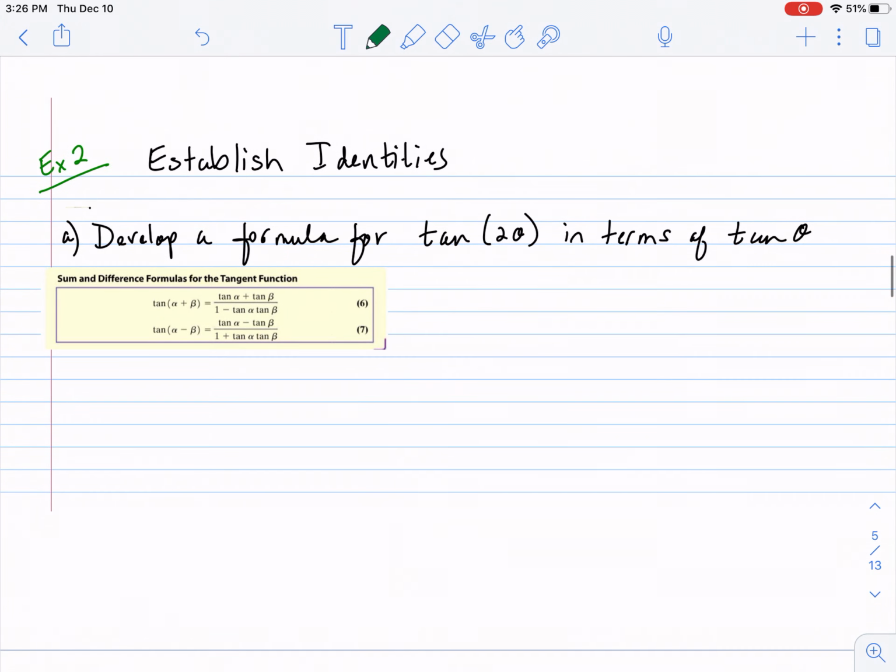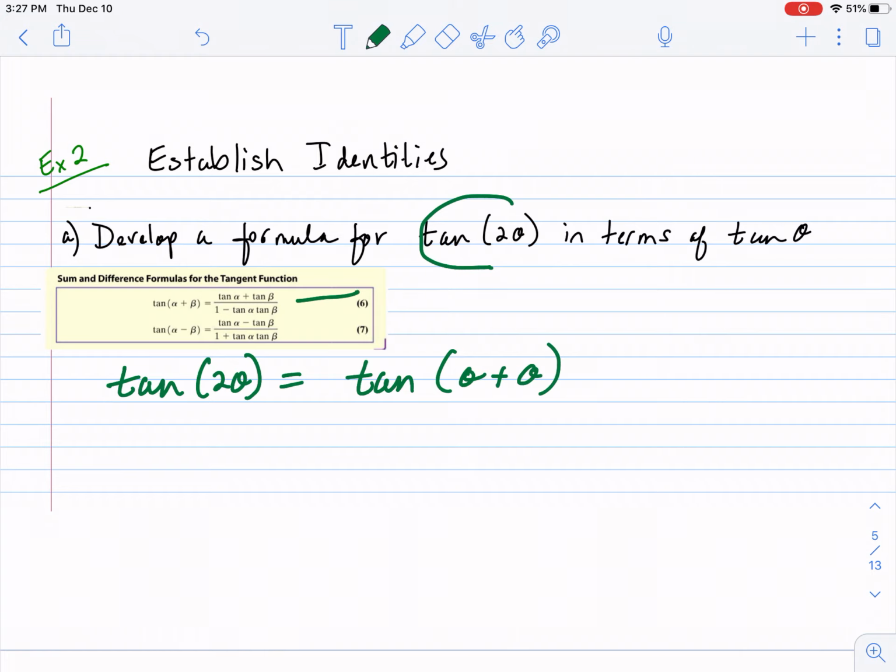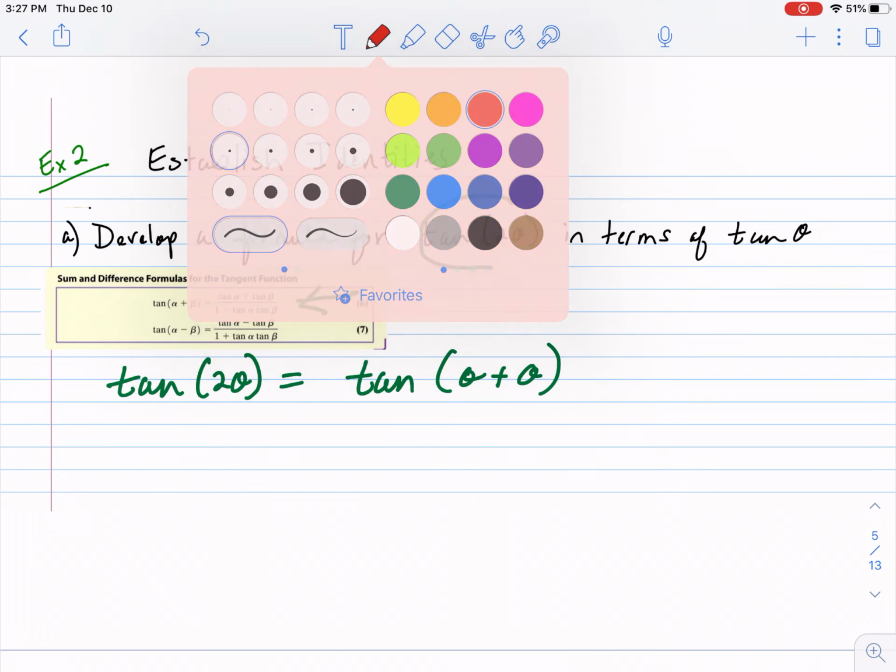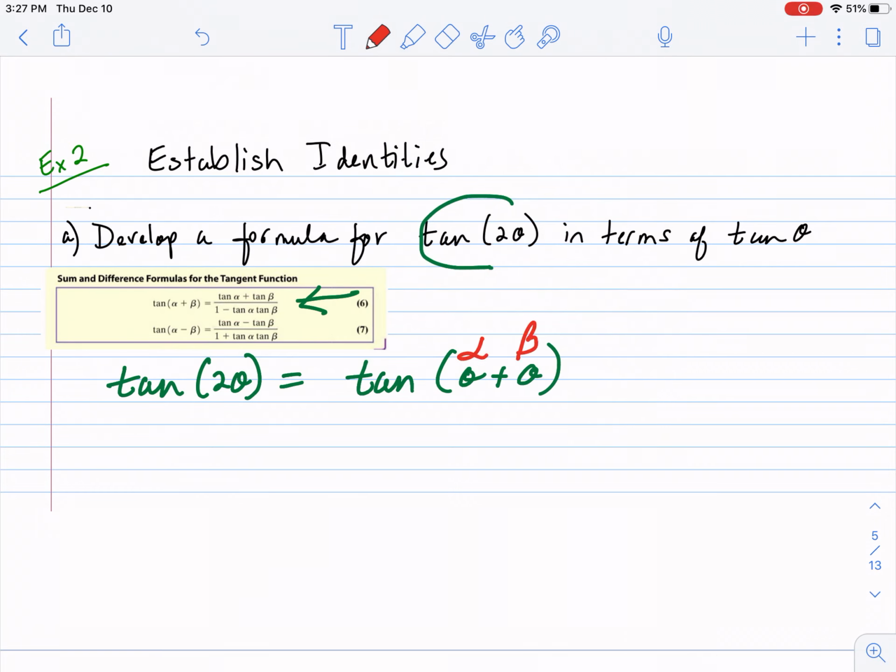We want to establish this identity for the tangent in terms of tangent. So here we go. If I wanted to find out the double tangent formula, well, I could just say that the tangent of 2 theta is equal to the tangent of theta plus theta. And I have that formula for sum of tangent right there. I'm just going to think of this as my alpha and this is my beta.